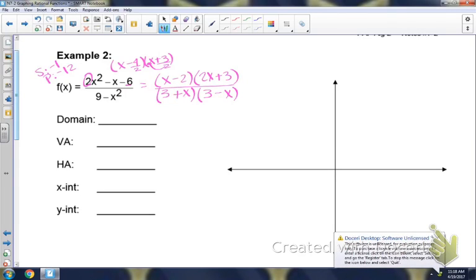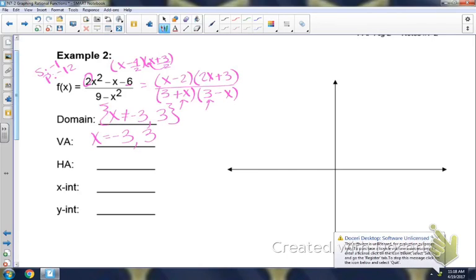Okay, so domain is all real numbers except what causes your denominator to be 0. So that would be negative 3, so x cannot equal negative 3, and then that would be positive 3. So those are the two x values that you cannot plug in because it would make it undefined. Vertical asymptotes are those two values, so x equals a negative 3 and a positive 3.